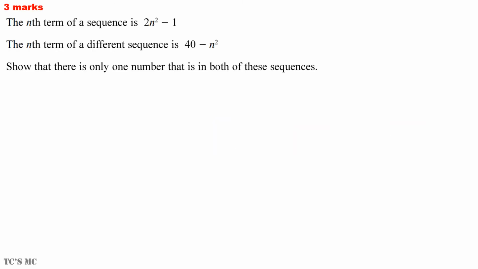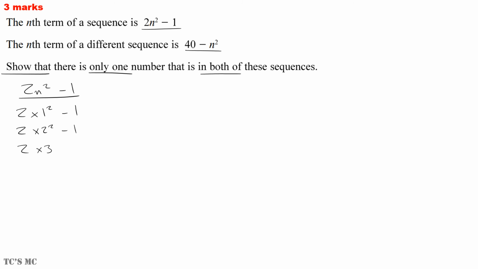The nth term of a sequence is 2n squared subtract 1. The nth term of a different sequence is 40 subtract n squared. Show that there is only one number that is in both of these sequences. Show that means show all your method. So I'm going to generate 2n squared subtract 1. I need to do 2 multiplied by 1 squared subtract 1, 2 multiplied by 2 squared subtract 1, and I'm going to keep on going until I have 6 terms.